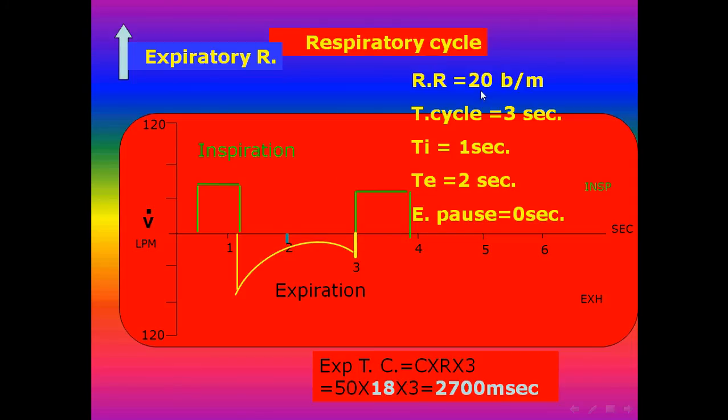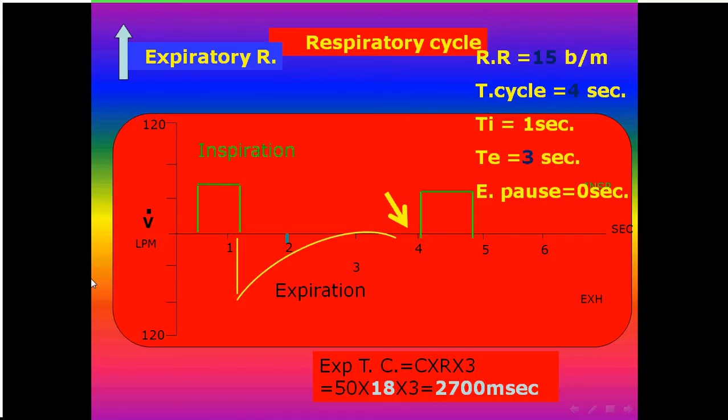How to solve this problem? Decrease the respiratory rate. If we decrease it, instead of 20 to 15, the duty cycle is 4. So this is 1 second for inspiration, and we're left with 3 seconds for exhalation. But I need 2.7, so this is a good way, by decreasing, or you can decrease the inspiratory time and shift like that.